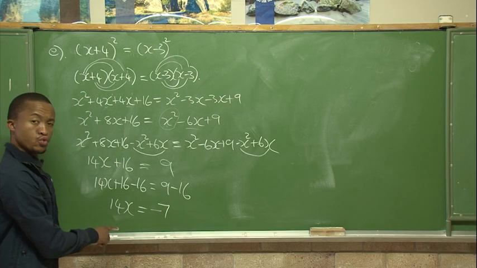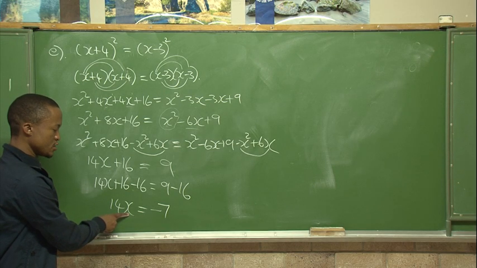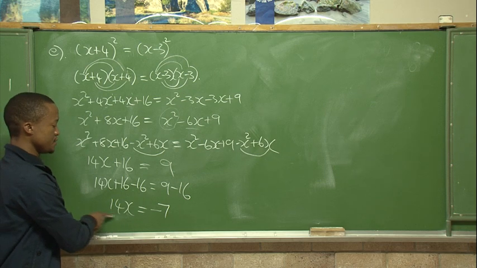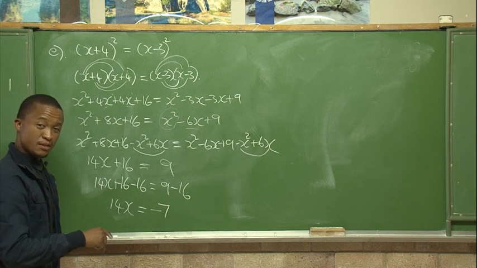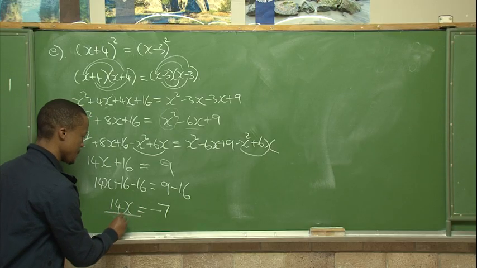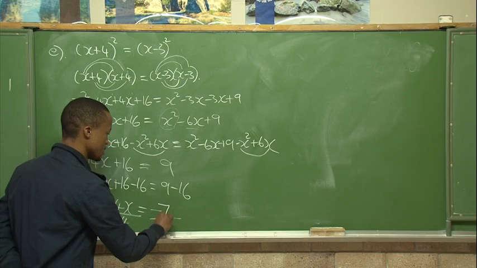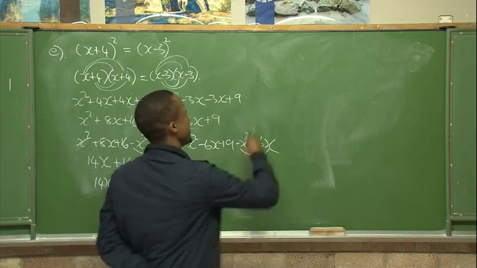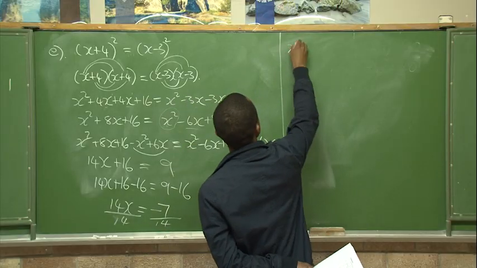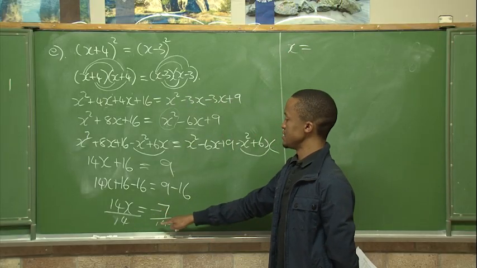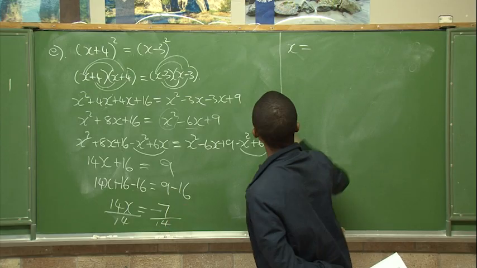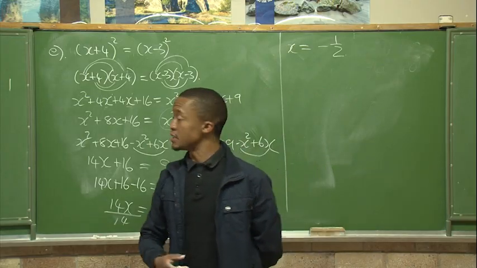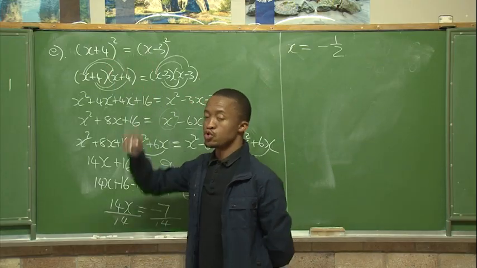And then what do we need to do? We need to multiply by the multiplicative inverse of the coefficient of x, and that is 14. The multiplicative inverse of 14 is 1/14. So that's the same as dividing by 14 on both sides of the equation. 14 divided by 14 will be 1, so we'll be left with 1x. And negative 7 divided by 14 will be negative a half. So it means the value of x will be negative a half in order for the equation to be true.